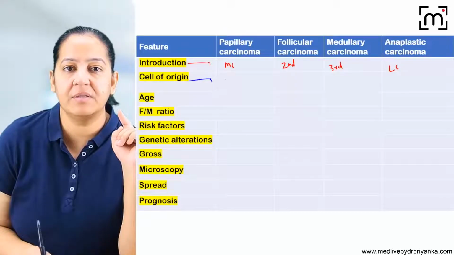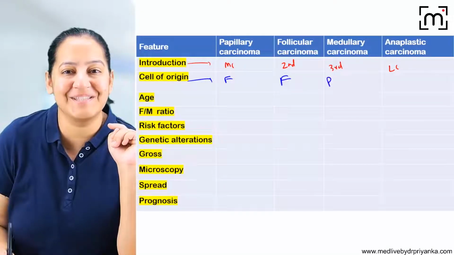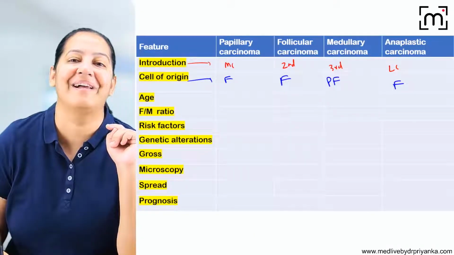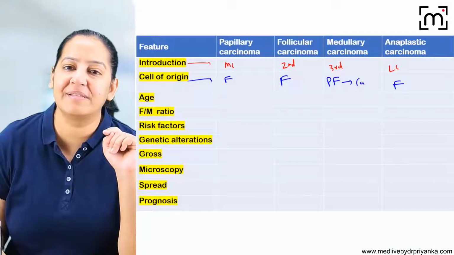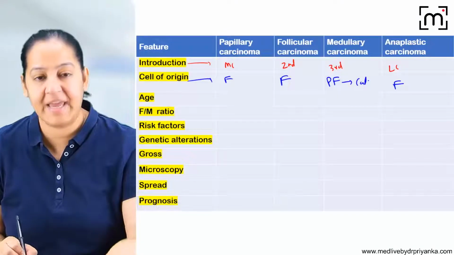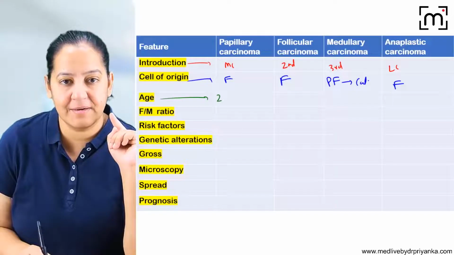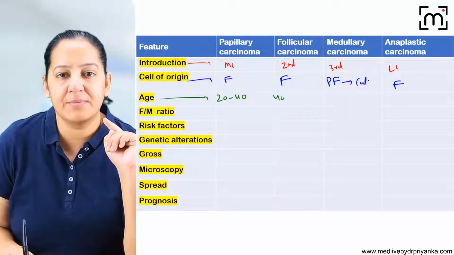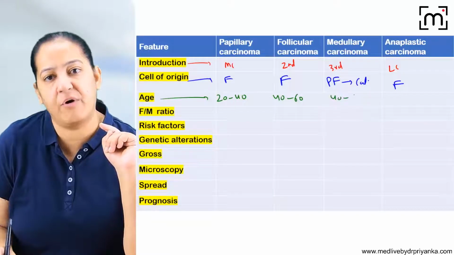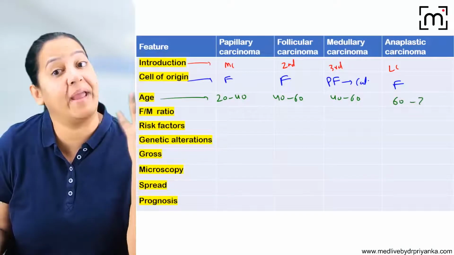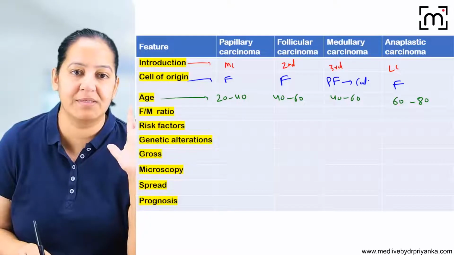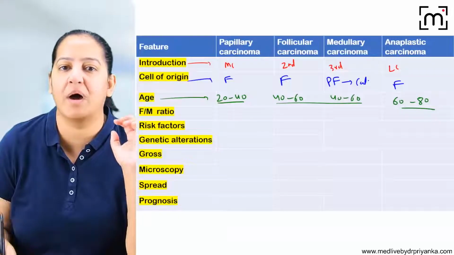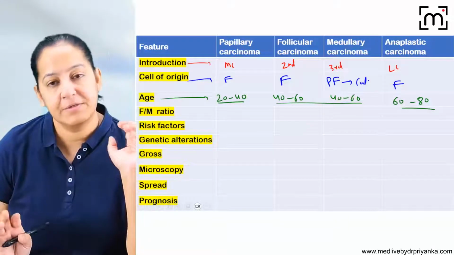Now, cell of origin: this is follicular, this is follicular, this is parafollicular, and this one follicular. Since medullary is parafollicular, it secretes calcitonin in the blood. If you see the age group, this occurs in young females, 20 to 40, this one occurs 40 to 60, this one also occurs 40 to 60, and this one occurs 60 to 80, old age. So see, this one is in young, this one is in old, and these 2 are in middle to old female. So you have to learn this.